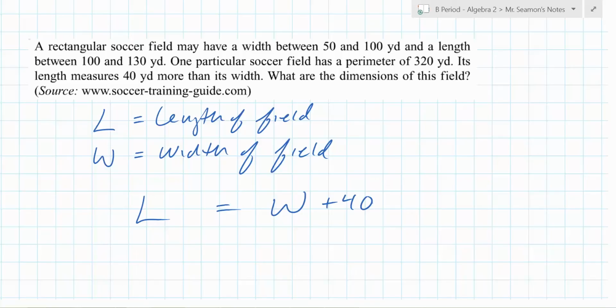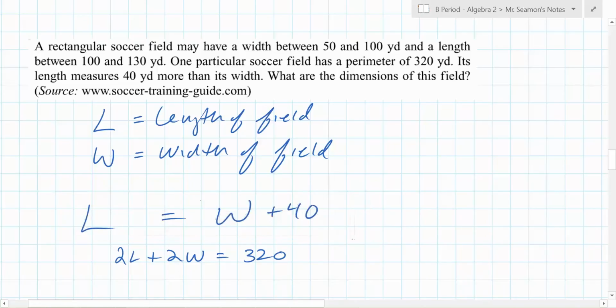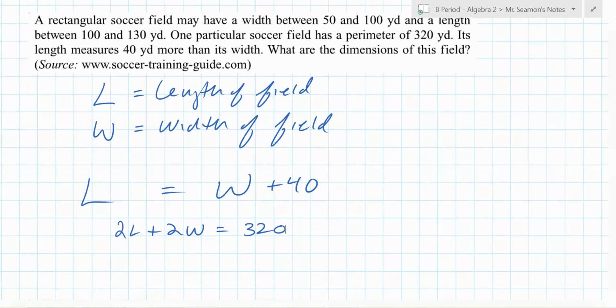So that's one equation. But we have two variables, so how many equations do we need? Two. So we need a second. What's the second equation going to be, Hannah? 2L plus 2W is equal to what? Because this is the equation for perimeter, right? 2 lengths and 2 widths equals the perimeter. How many equations do we have?